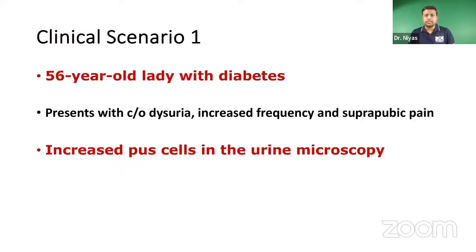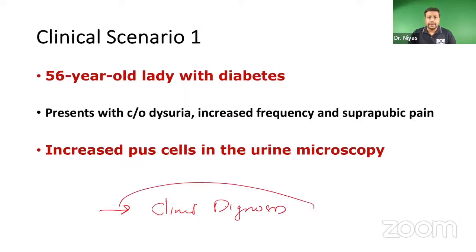So this was a 56-year-old lady with diabetes mellitus presenting with dysuria as well as increased frequency and suprapubic pain, and there are increased pus cells on urine microscopy. Whenever you have a clinical case given to you, or a patient coming to you, the first thing you have to do is make a clinical diagnosis. So what is the clinical diagnosis in this patient presenting with dysuria, increased frequency, and suprapubic pain, in whom there is no mention of fever?